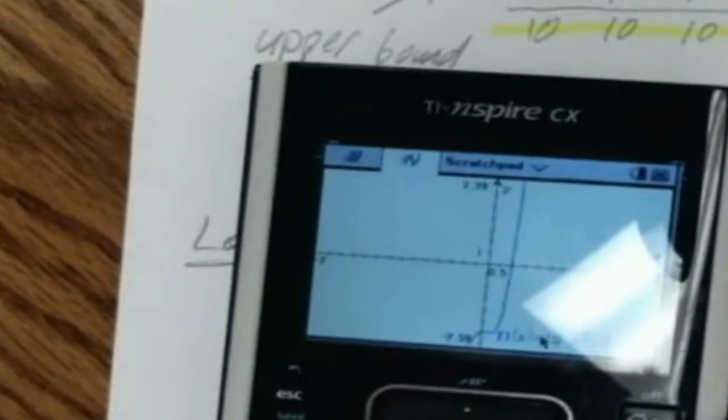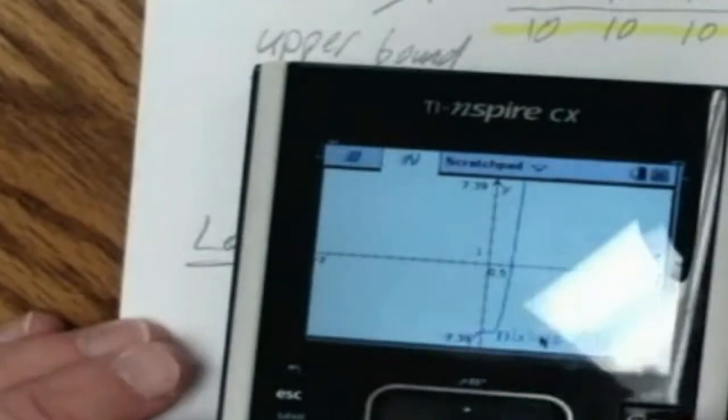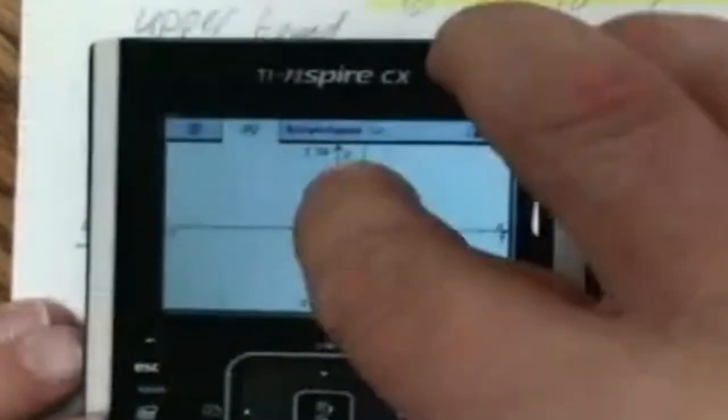So if I enter 10x to the 5th minus 3x squared plus x minus 6. Okay, that is the function that we started with there. 10x to the 5th minus 3x squared plus x minus 6. And I hit enter. Okay, let's zoom in. We see the graph is just crossing in one place there.